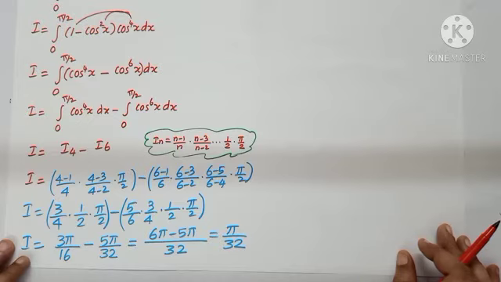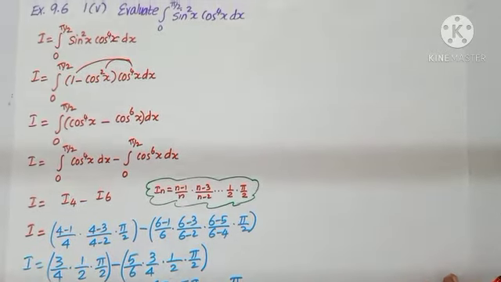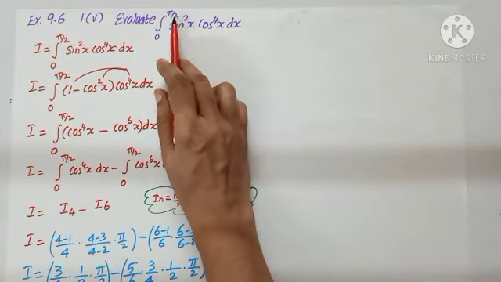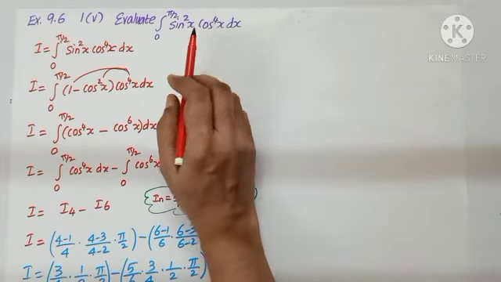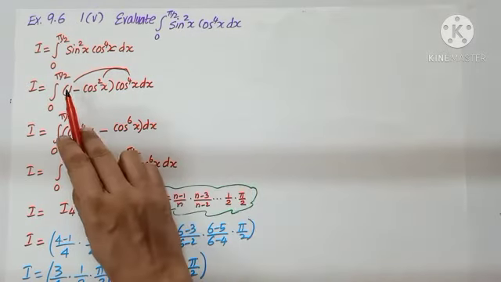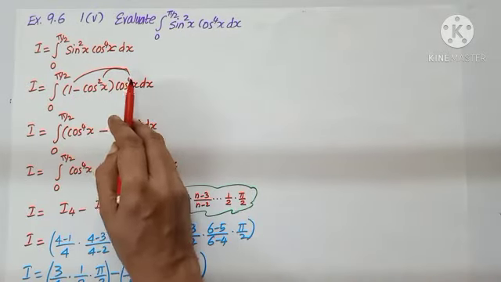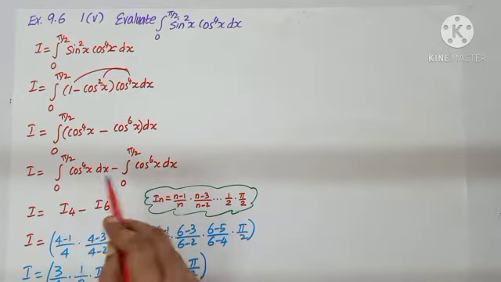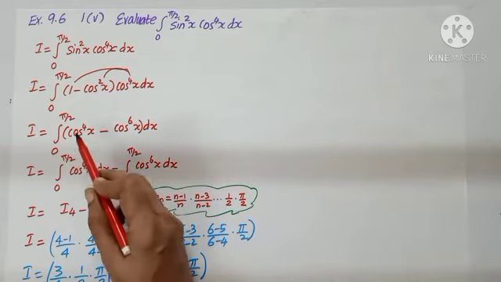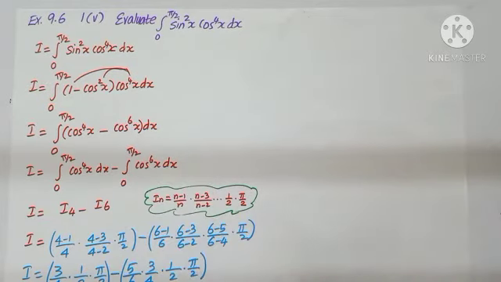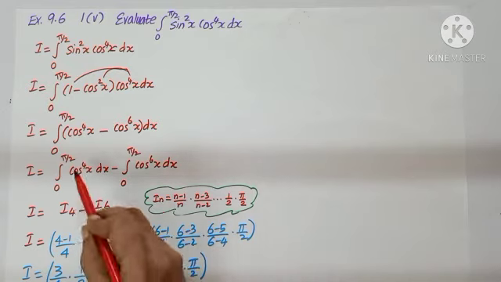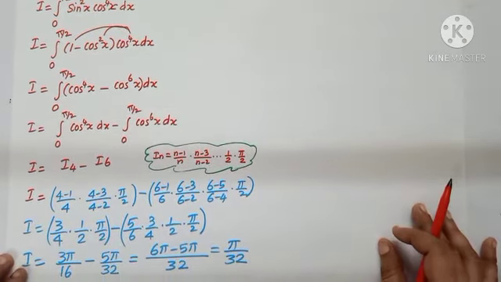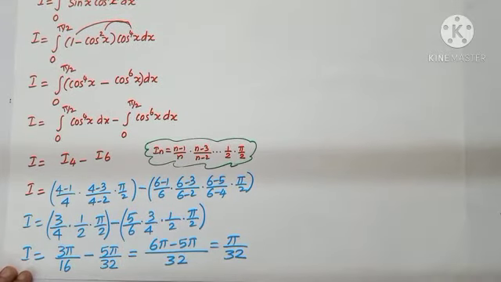So, whenever you have a combination of sine and cos, we can very well change one function as another. Sine square we have written as 1 minus cos square. Multiplying, we arrive at two different integrals: cos power 4 separately, cos power 6 separately. Apply the formula for 4 as well as 6. Take LCM and simplify to get pi by 32.